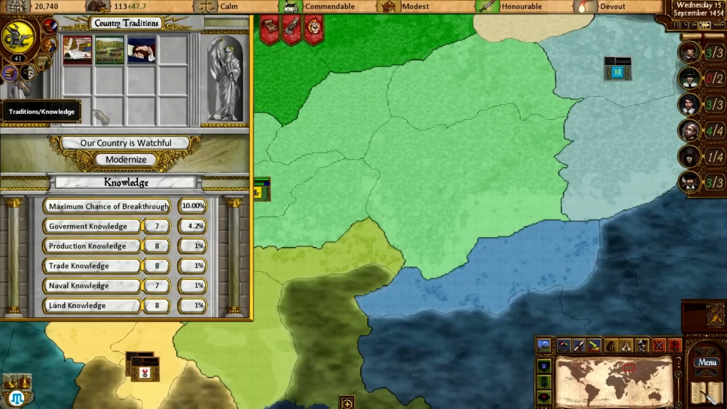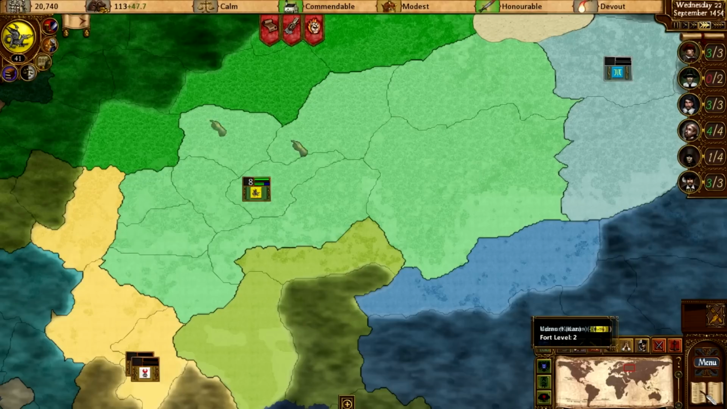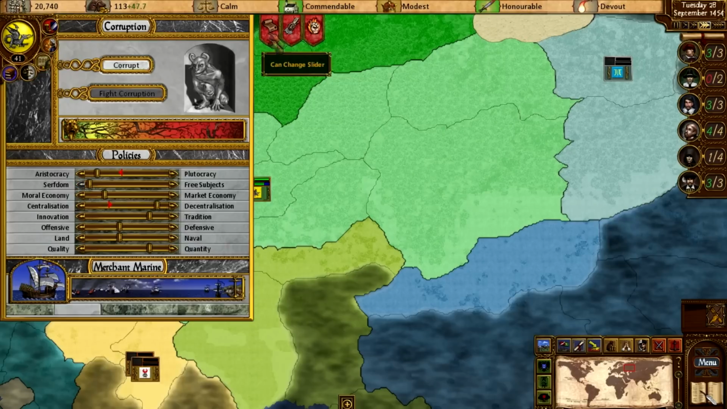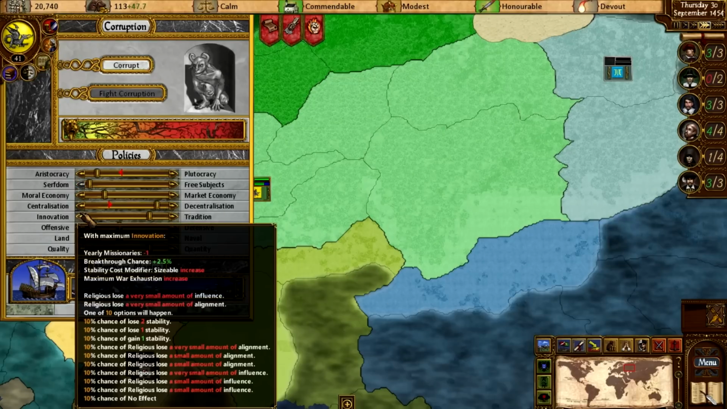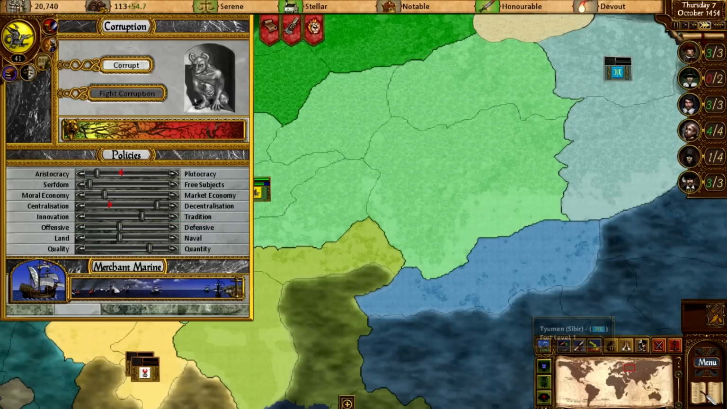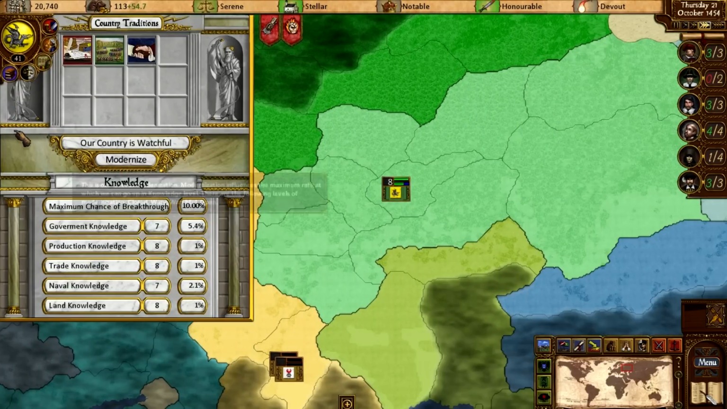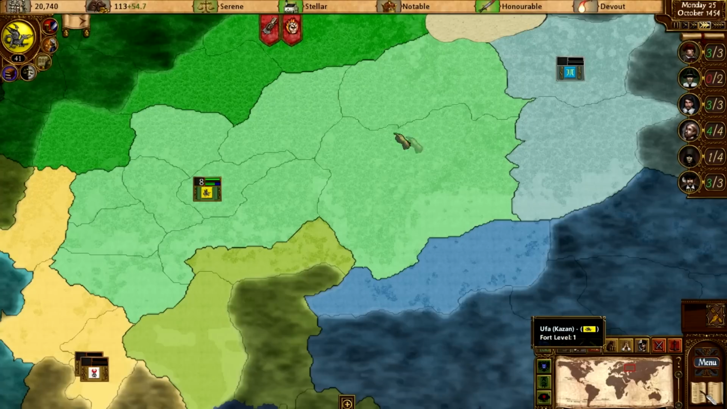At the same time, I'm also waiting for my government knowledge level to increase. And in the meanwhile I'm going to do some simple things like adjusting a budget slider. I'm also going... this is good. My stability increased because I moved that slider, and with increased stability I can do new things.